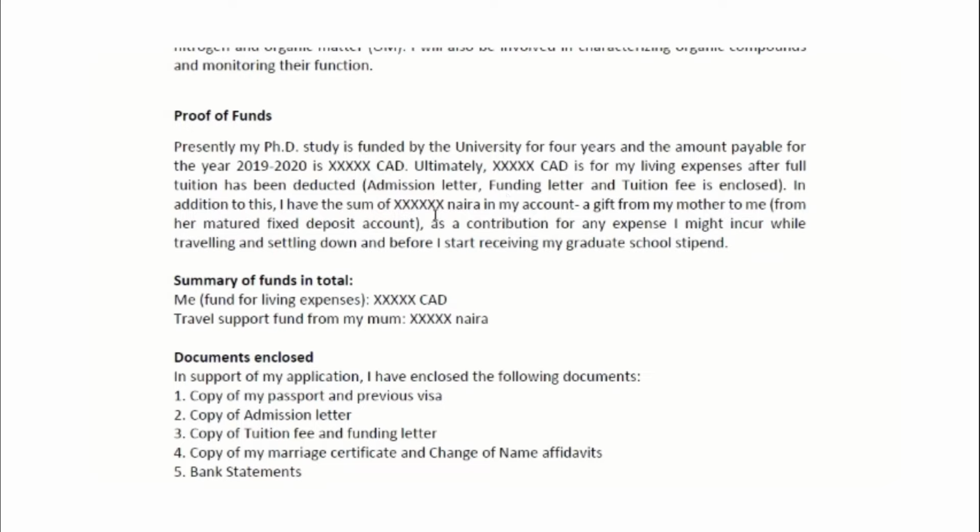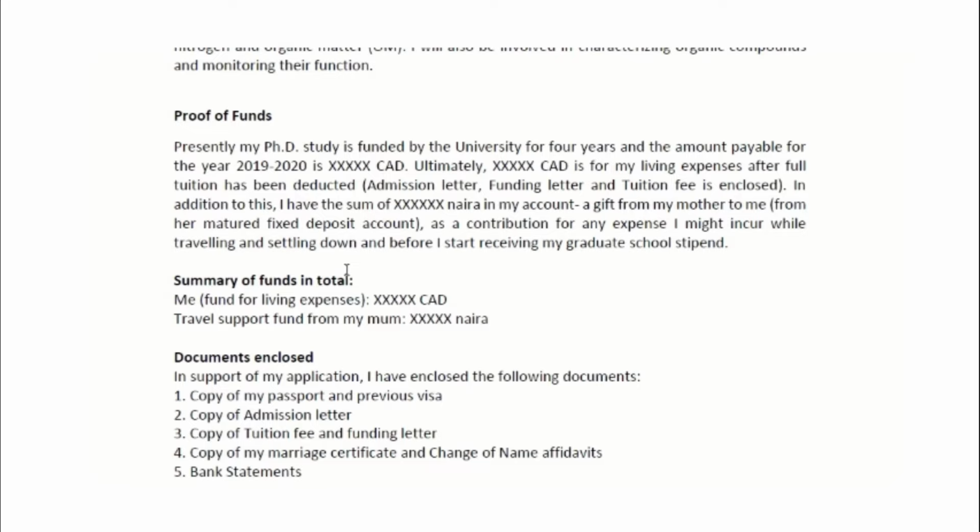In addition to this, I have this naira in my account, a gift from my mother to me. Because I wasn't showing proof of funds, that was just like my proof of fund. I had funding already from the school, but my mom gave me something, and my husband had something, so that was just what I put together as my jara, like the extra on top of it. And I said that I will use it just for traveling and settling down.